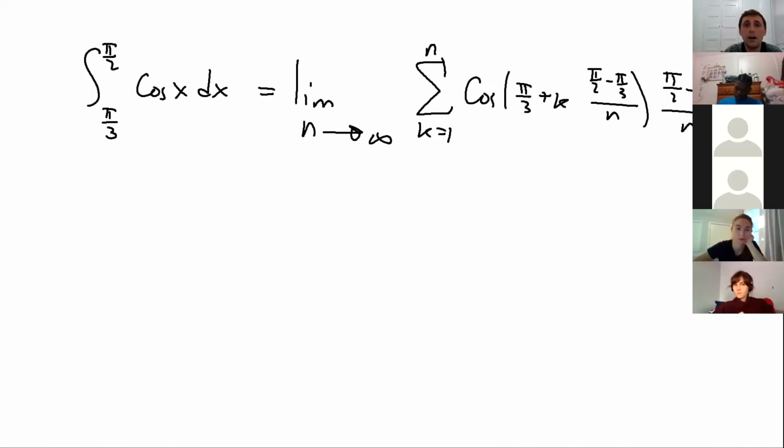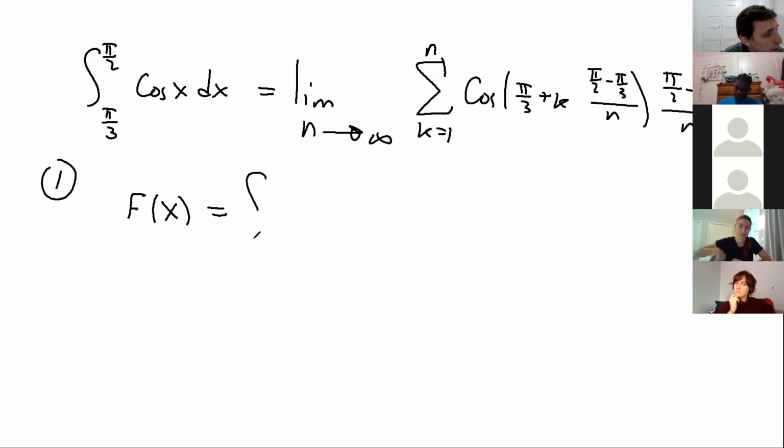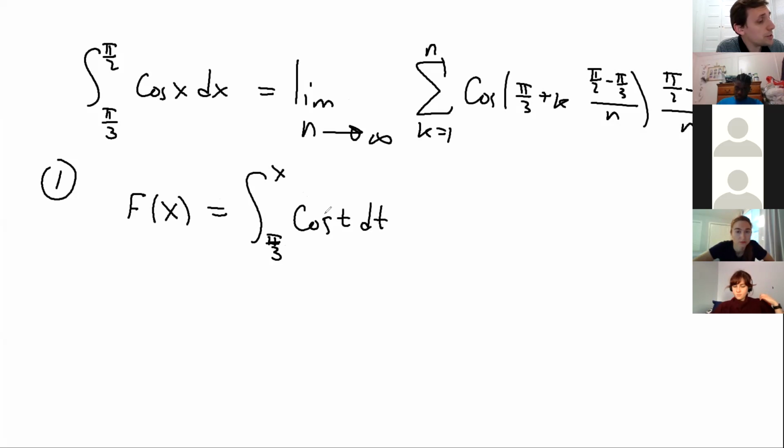It's very difficult. Now, what's the idea from the fundamental theorem of calculus? How genius that idea is, you see? Well, I say, okay, so step one, I'm defining this function. I'm defining capital F of x to be the integral from pi over 3 to x of cosine t dt. Good? That's what I define. That's my first step, guys.